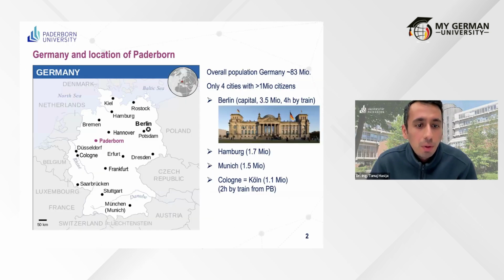For those who don't know where Paderborn is, it is located in the northwest center of Germany, and it's not very far from some of the big cities. It's in the state of North Rhine-Westphalia, which has lots of big cities like Düsseldorf and Cologne very nearby. Berlin is 4 hours, Frankfurt is 2.5 hours, and Amsterdam is 3.5 hours away from Paderborn, so it's in the center.